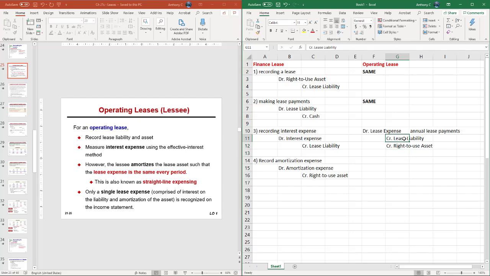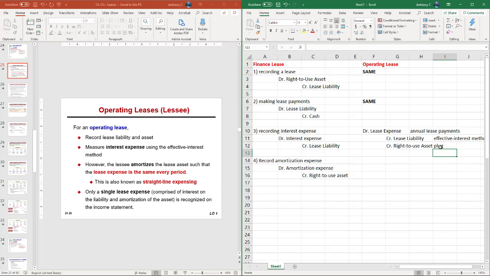All right, so you can kind of see how this parallels the journal entries for a finance lease. To calculate the amount of the credit for the lease liability, we're going to use the effective interest method, the same method that we used for a finance lease. And then the credit to the right to use asset is going to be a plug number. All I mean by a plug number is that we're going to amortize the asset in such a way that the lease expense is the same every period.